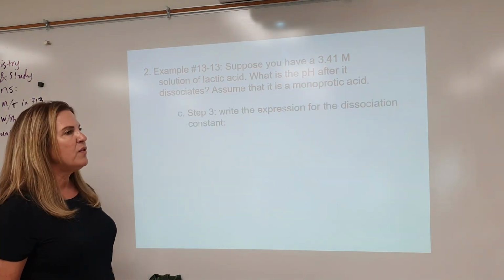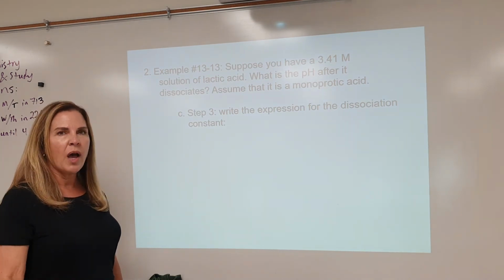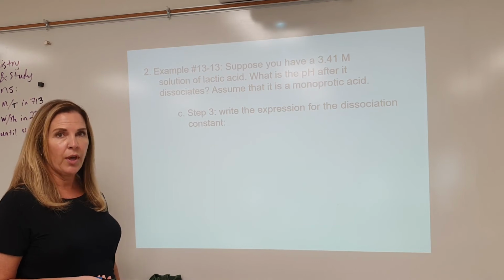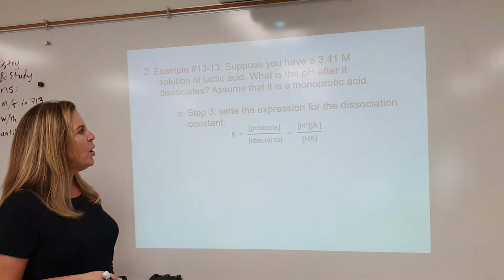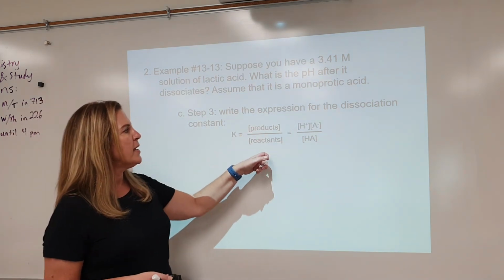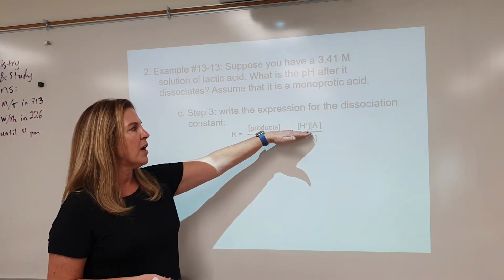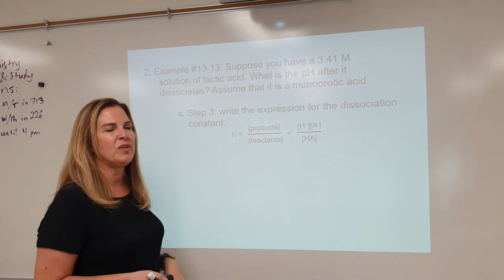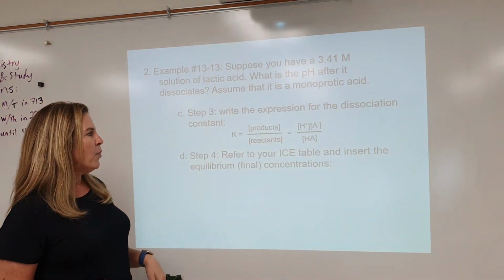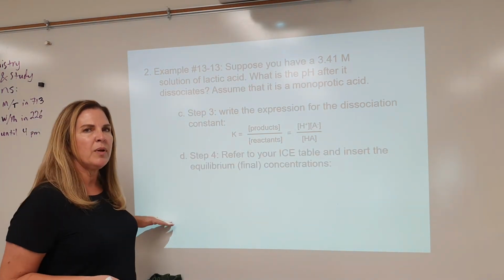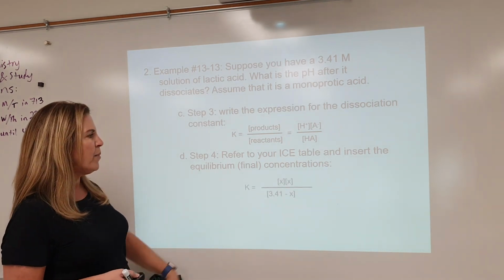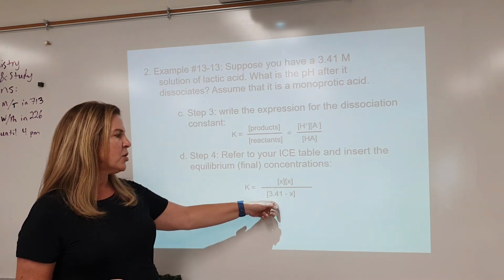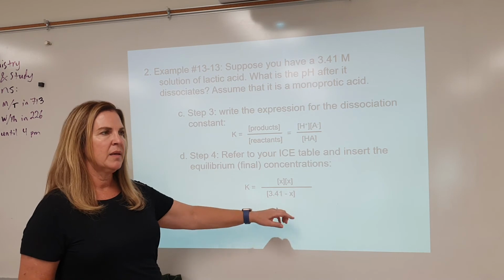We're going to write the expression for the dissociation constant. Stop the video and practice writing the expression. K equals, go. All right, hopefully you said K equals the products over the reactants. The products are the concentration of H plus times the concentration of A minus divided by the concentration of HA. Now that we have that, we're going to refer back to our ICE table on the equilibrium, that 3rd column, and we're going to plug in that information. So our products are X, and our reactants are 3.41 minus X.